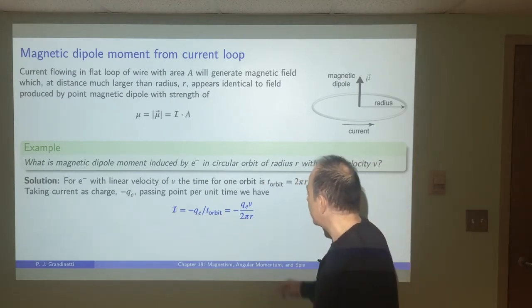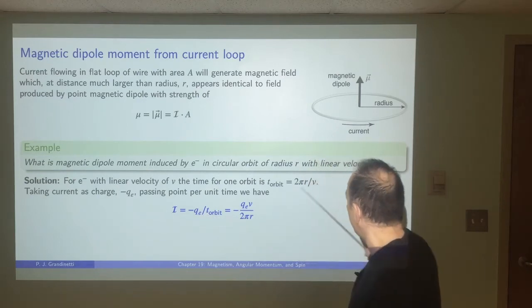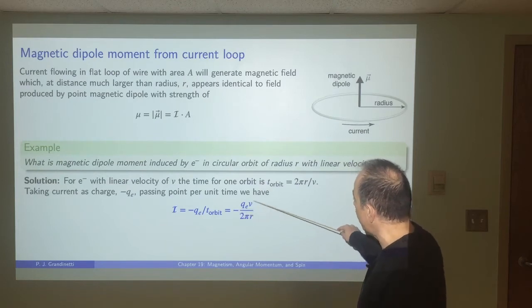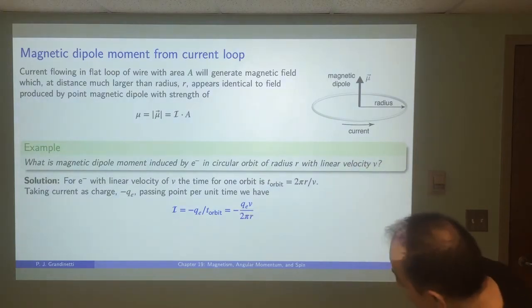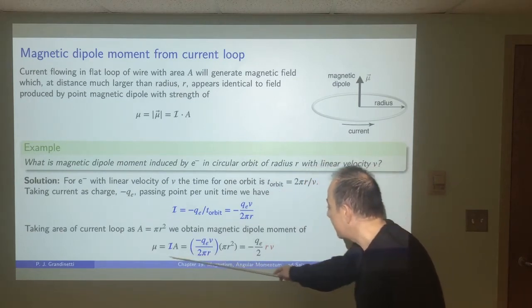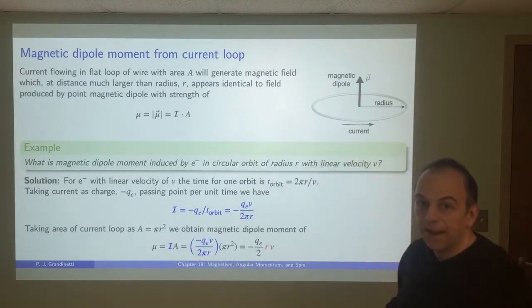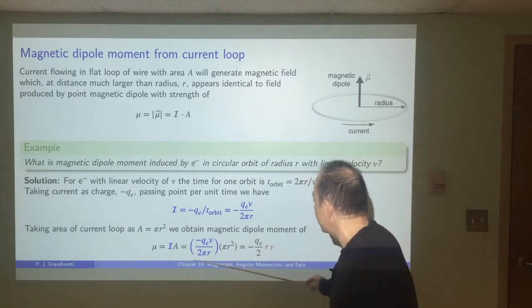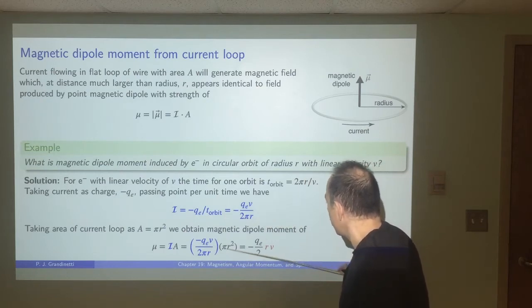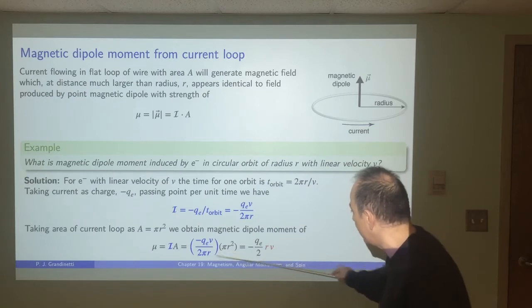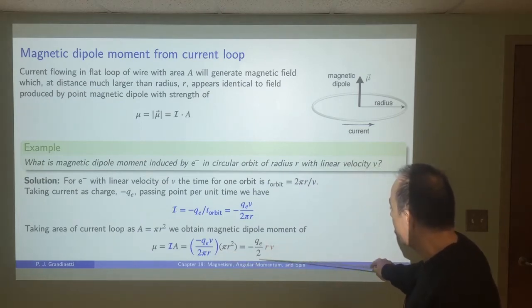So this is minus QE, the electron's charge, divided by this orbit time, which now gives us an expression for the current, which is minus QEV over 2 pi r. Next, we multiply it times the area, and we get that the magnetic dipole moment generated by this electron moving in this microscopic circular orbit is this guy here multiplied times the area, pi r squared. We get this expression here because the pi r's cancel out. We end up with just QE over 2 RV, and all of that is negative.